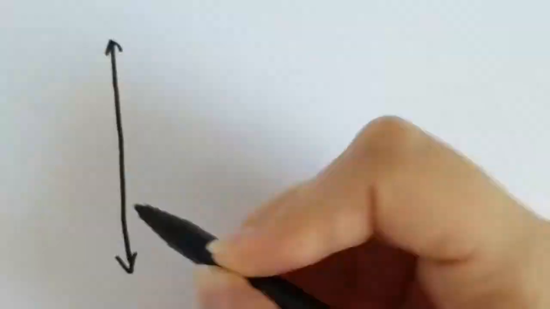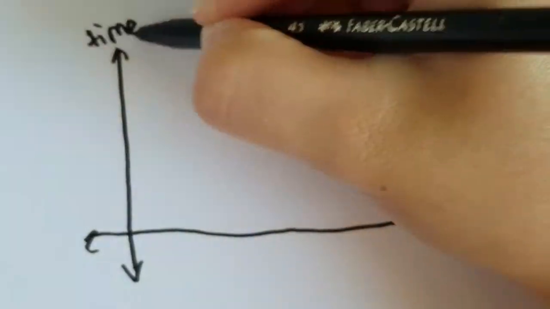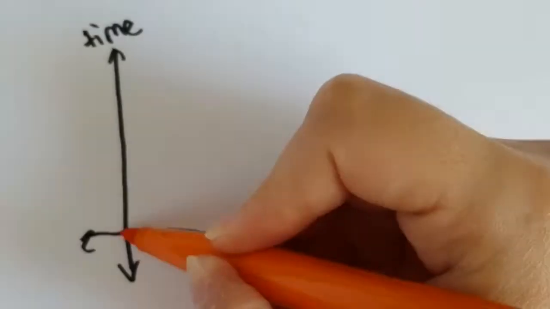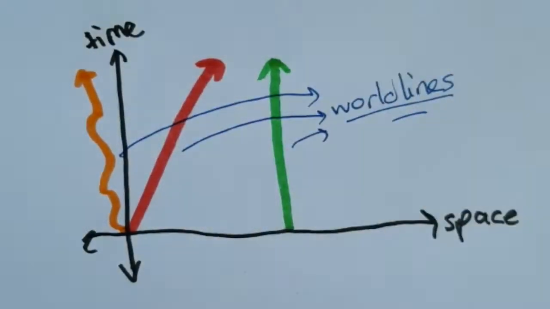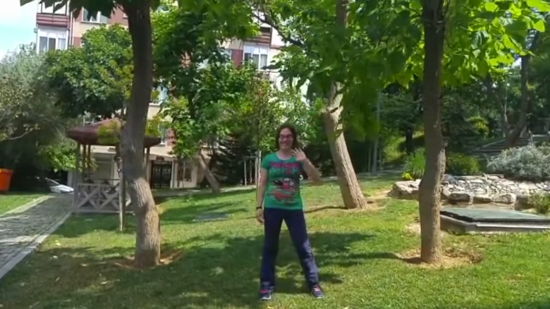In order for us to show one's journey through space and time and how it seems relative to others, we need to draw a space-time diagram on which the x-axis represents space and the y-axis represents time. The lines we draw on this diagram are called world lines. Now, let's apply this to our world.